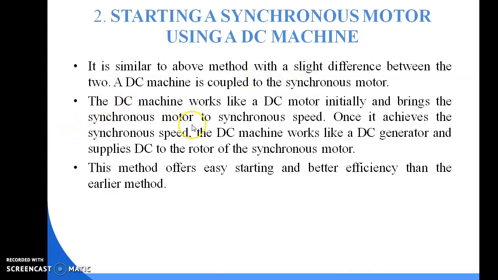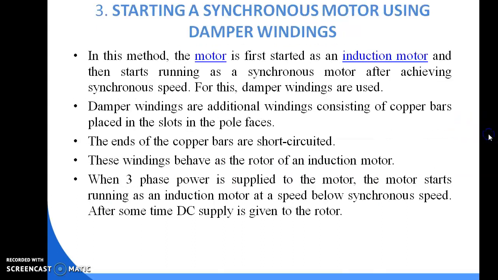The DC machine works like a DC motor initially and brings the synchronous motor to synchronous speed. Once it achieves the synchronous speed, the DC machine works like a DC generator and supplies DC to the rotor of the synchronous motor. This method offers easy starting and better efficiency than the earlier methods.